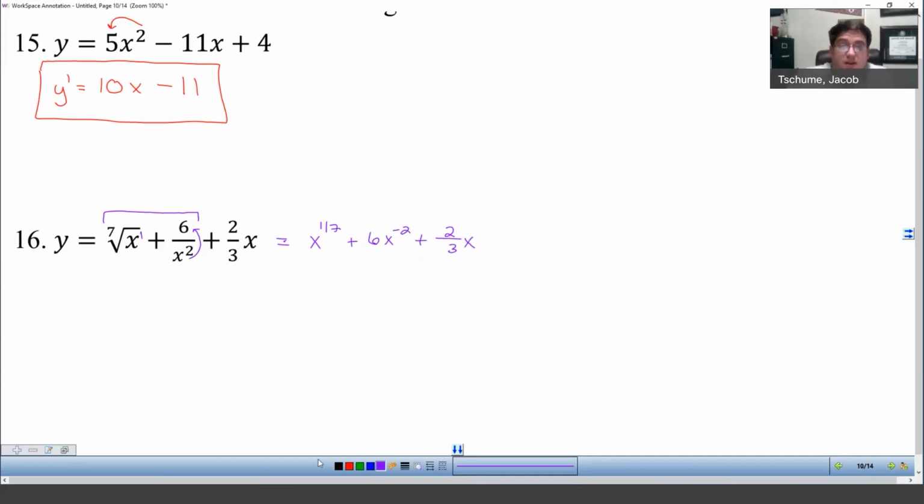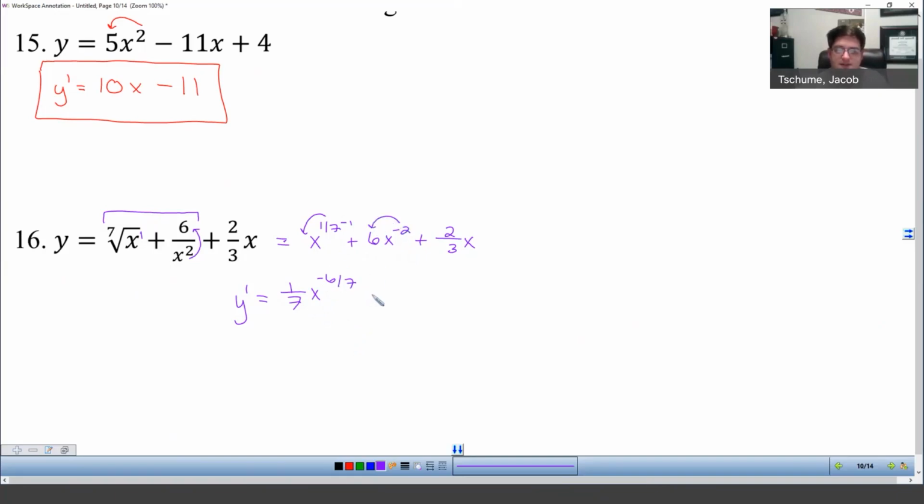Now that I've rewritten all my terms, I can go through and take the derivative of each one individually. So y prime will equal, first, power rule: I'm going to bring the 1/7 to the front, leave the x alone, subtract 1 from the power. 1/7 minus 1 is negative 6/7. Move to the next one.